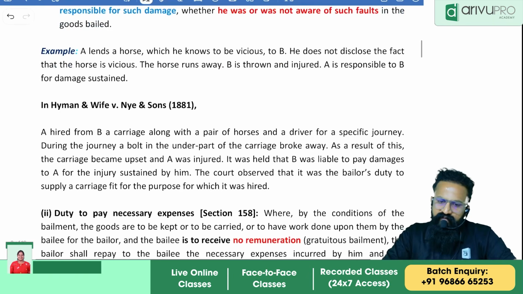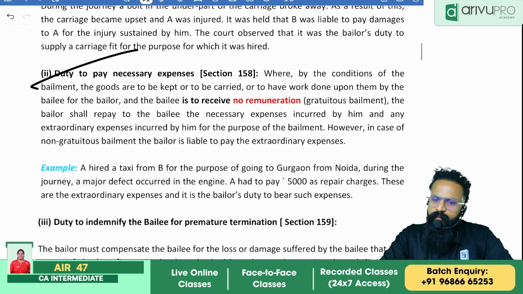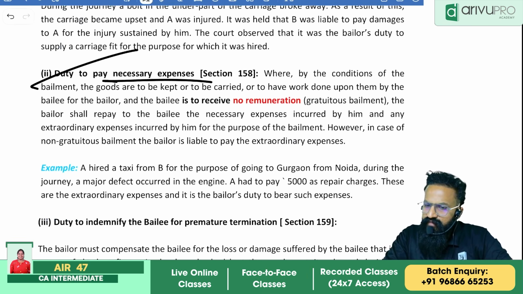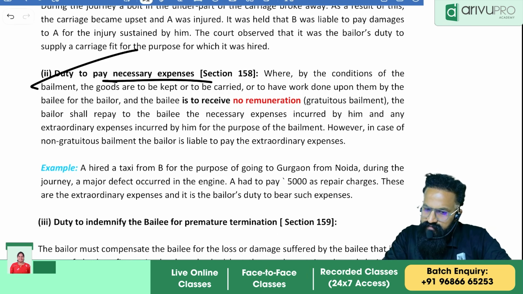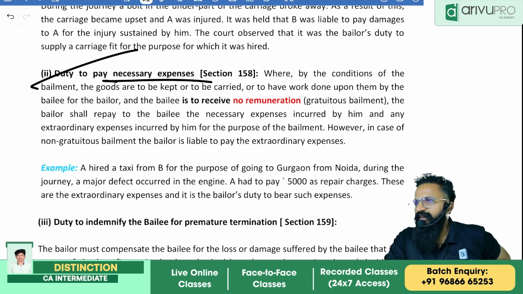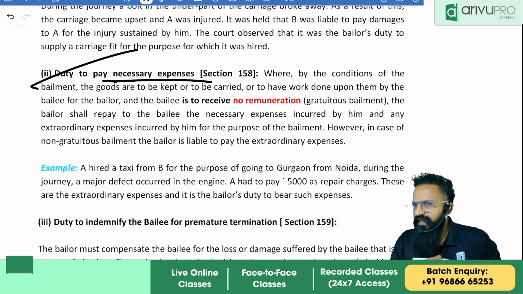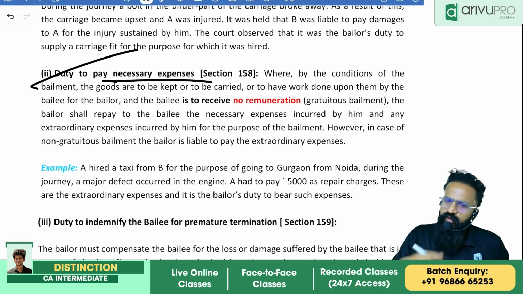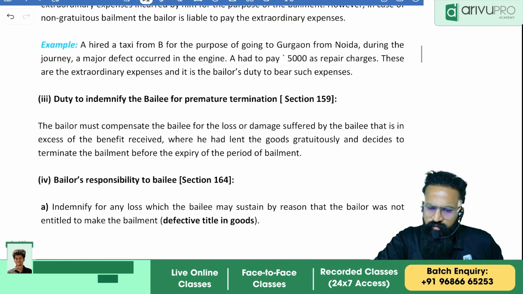Next one, duty to pay necessary expenses. What is that? Extraordinary expenses. Now, I have taken a Zoom car on rent. While coming back, there is a repair. Why should I pay for the repair? Fuel, I am liable. Any other extraordinary expenses, I am not liable. So it is the duty of the Zoom car company to pay those expenses.